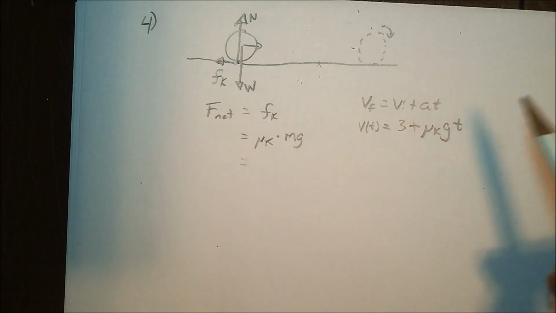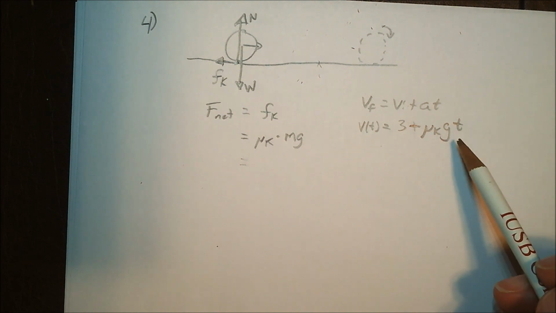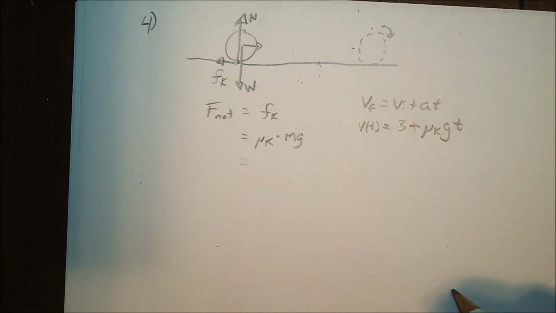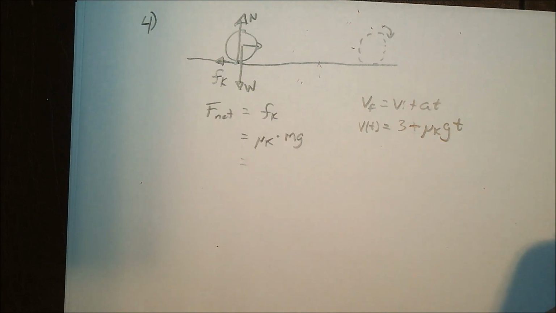And again, you could go ahead and plug in mu k is 0.45 and g is 10, to simplify a little bit further, but I'm going to leave it like this, okay? Then the next part says find the net torque. Okay, so go ahead and find the net torque and pause the video.